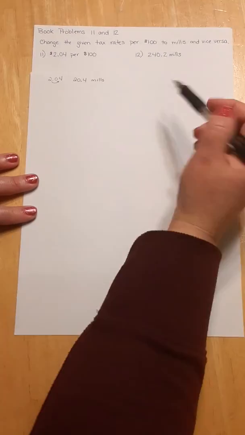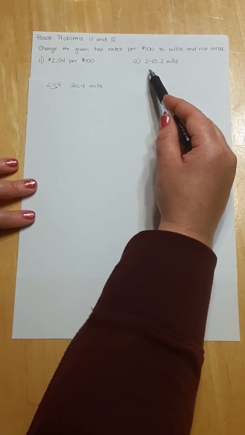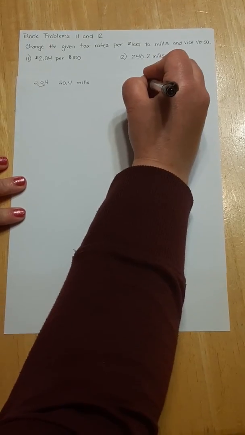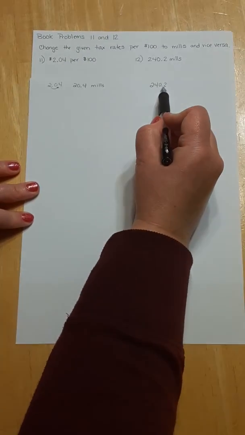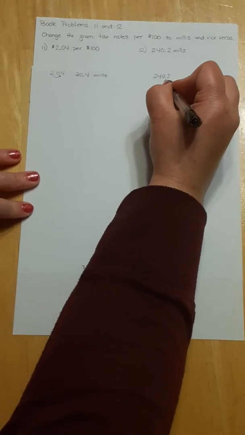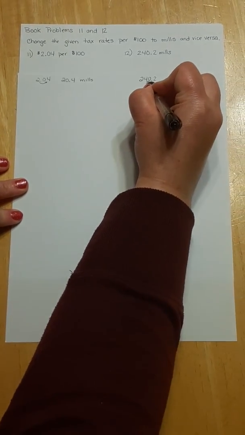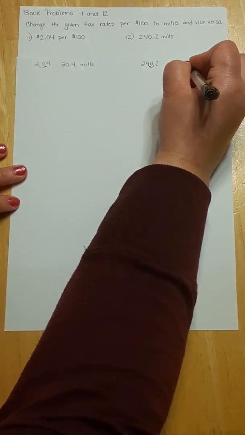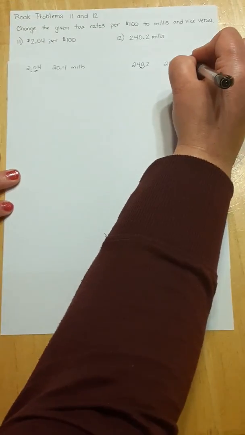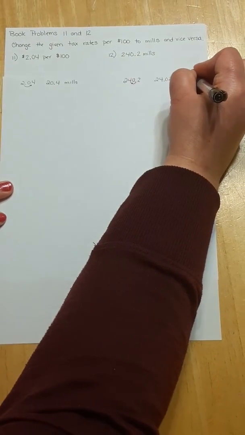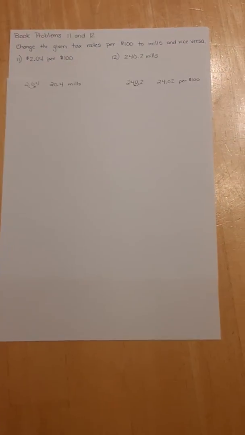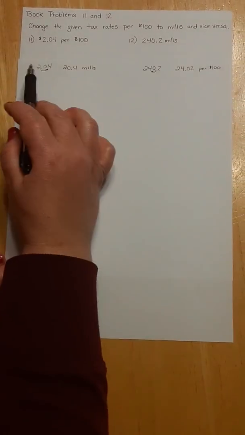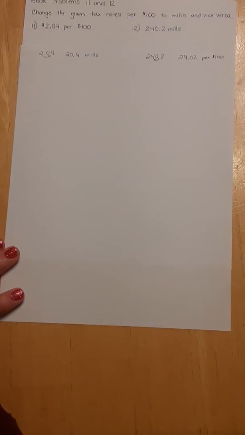Now, going back from mills to making it a group of 100 is just as simple. Remember, I've got 240.2. This is in the thousandths. To make it a grouping of 100, I just move my decimal back one spot. So I end up with 24.02 per $100. So it's really simple to move between groups of 100 and groups of 1,000. It's just working with moving my decimal spot to the right or to the left.